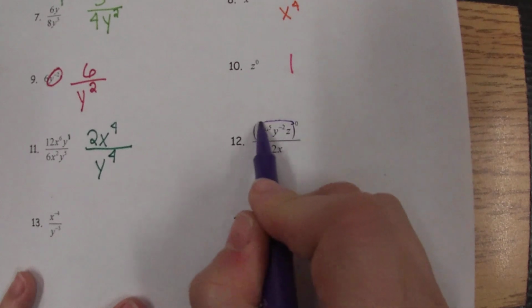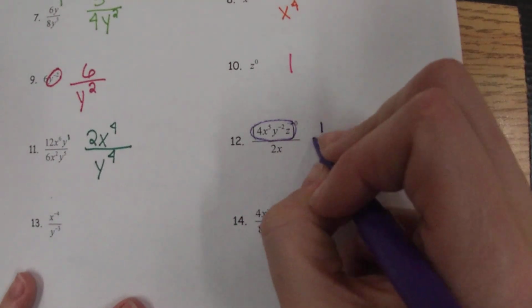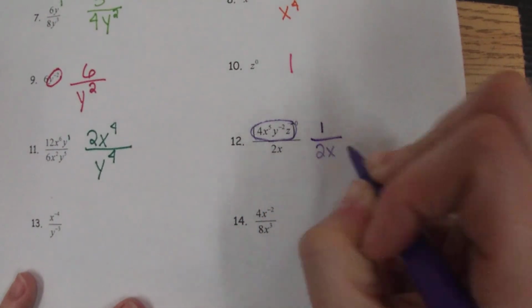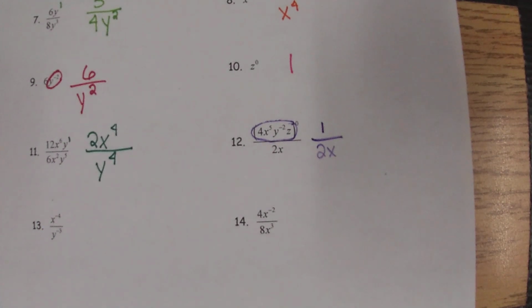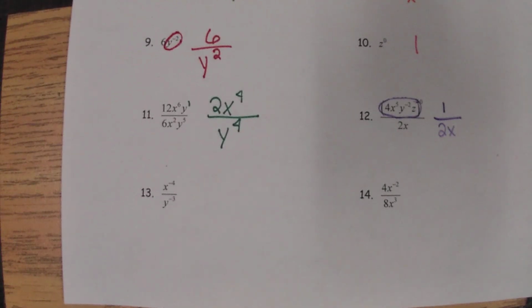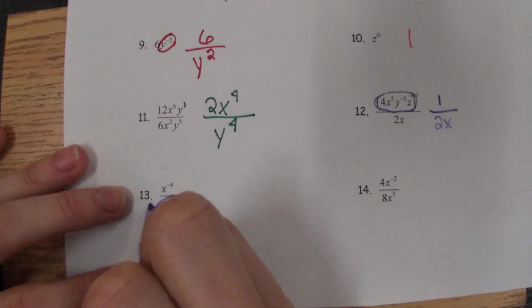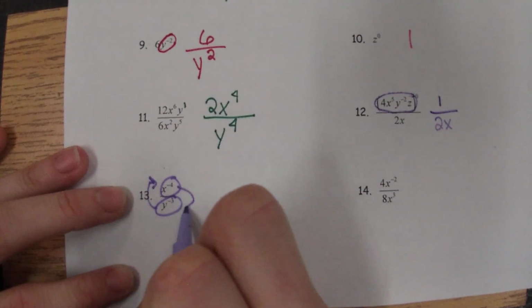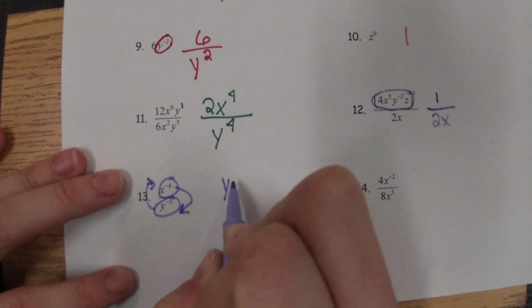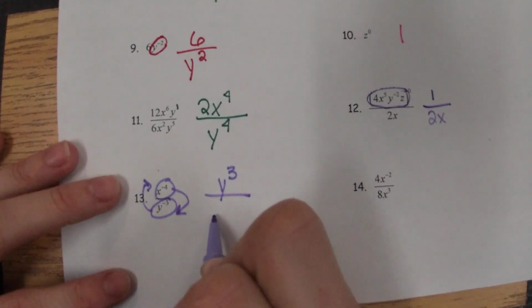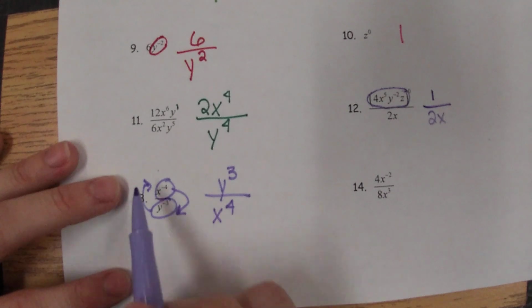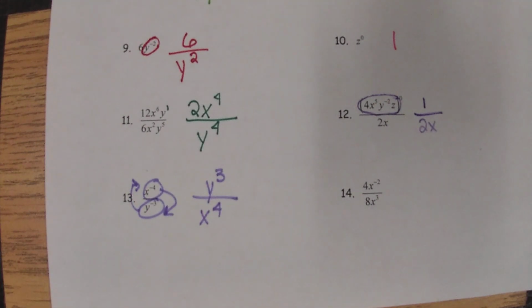Number 12, this whole entire numerator is getting an exponent of 0, so that becomes 1. The denominator just stays put, so we get 1 over 2x. Number 13, we have negative exponents, so this negative needs to come up, and this negative needs to go down, so that y to the negative 3 is coming up. Once we move it, it becomes positive. The y to the 4th is going down. Again, once we move it, it becomes positive.